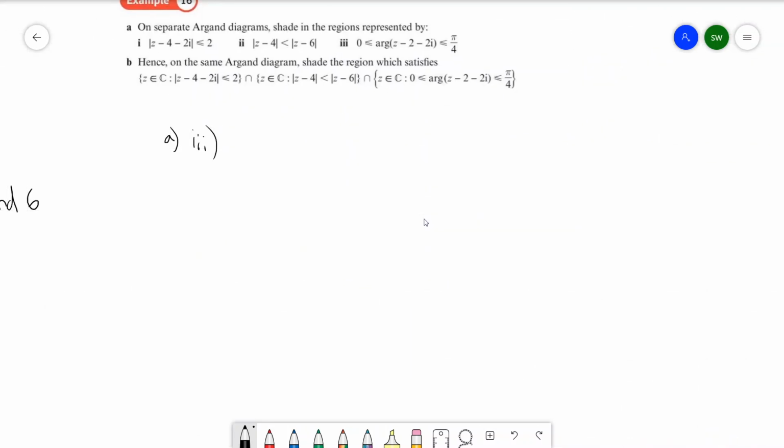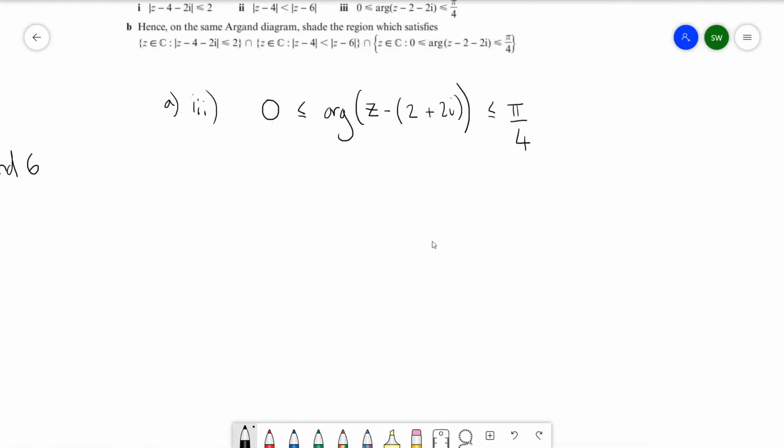So the first thing that we're going to do is inside the argument, we're going to simplify this complex number or rewrite it as z minus some complex number like we always do. So we've got 2 plus 2i inside the bracket. And we're doing that just like we always do, because now we can think about this as the vector that starts at 2 plus 2i and goes to z. So let's plot this point 2 plus 2i in the Argand diagram. So let's put it there.